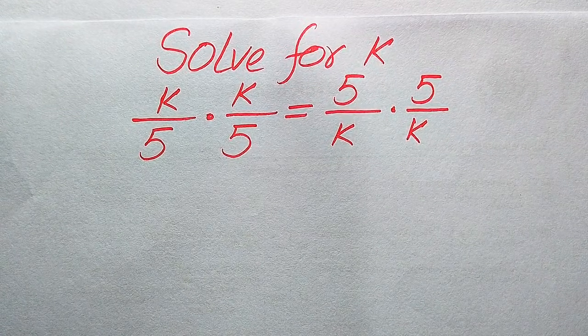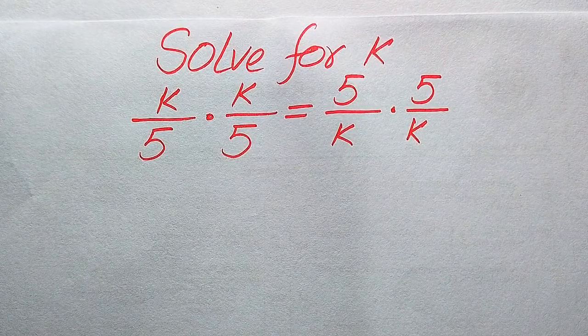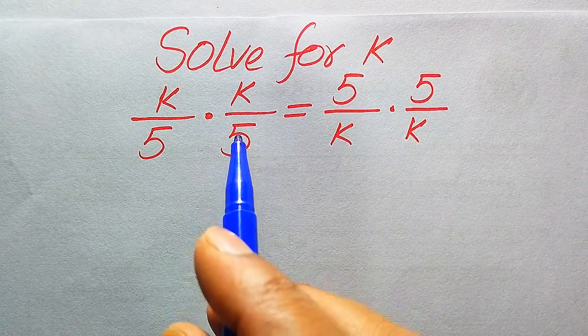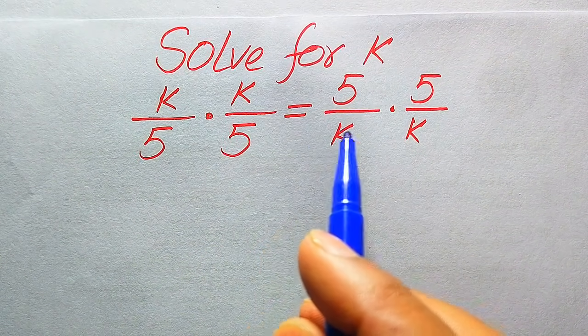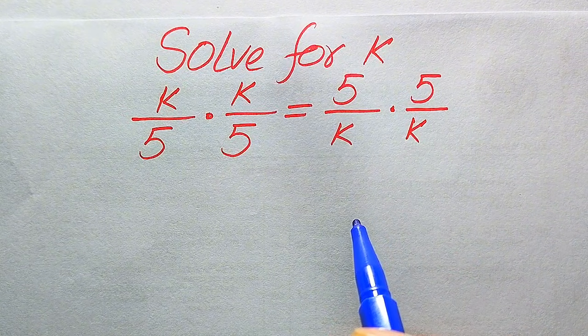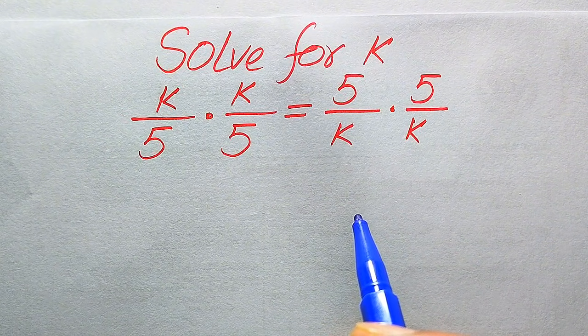Hello everyone, how to solve this problem for the values of k. If we have k divided by 5 multiplied by k divided by 5 is equal to 5 over k times 5 over k. So here we need to solve this problem for all the values of k.